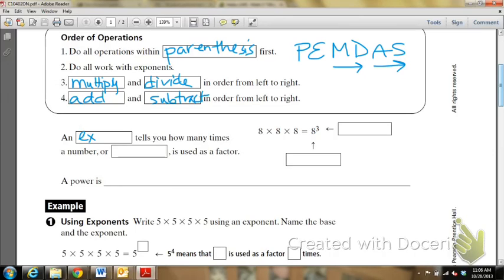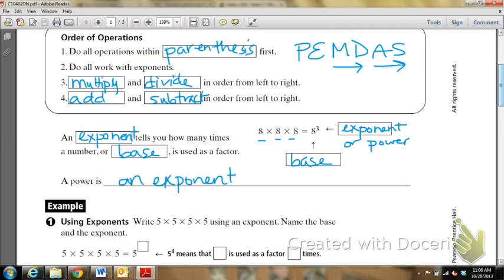So an exponent tells you how many times a number, or we call it a base, is used as a factor. So 8 times 8 times 8 means 8 to the third. 8 is your base. 3 is your exponent or power. The power is an exponent. It's the same thing. We can use either word. Okay, but it's the small number at the top.